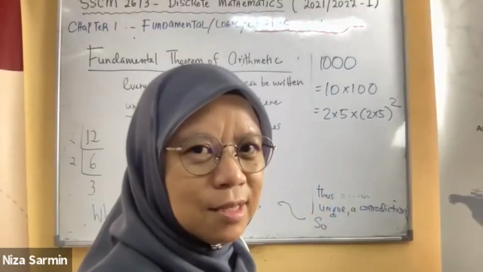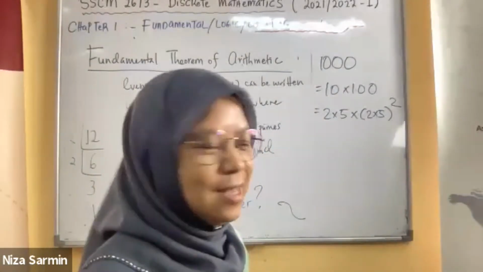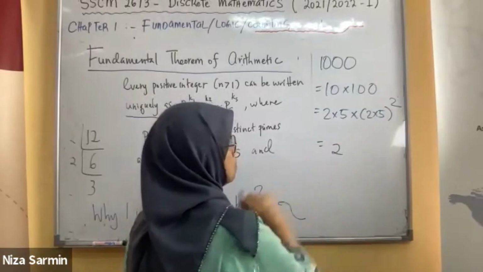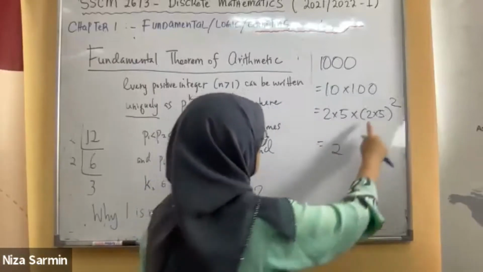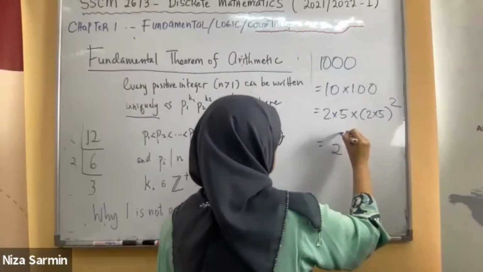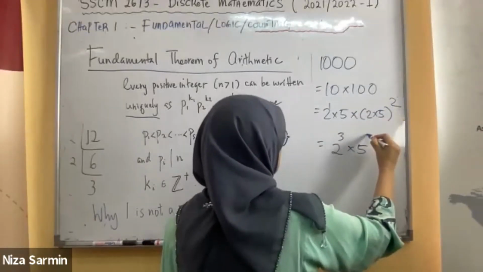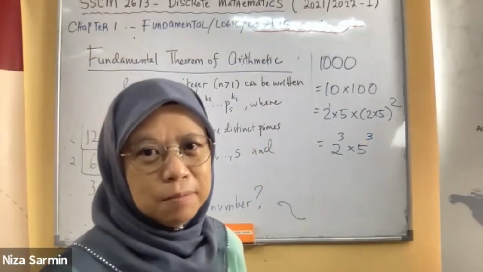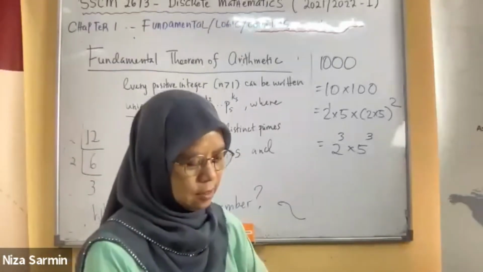Muhammad Atif, give me the answer. 2 to the 3, 5 to the 3, which is actually 8 times 125, right? 1,000. But there is no other way. Just this.